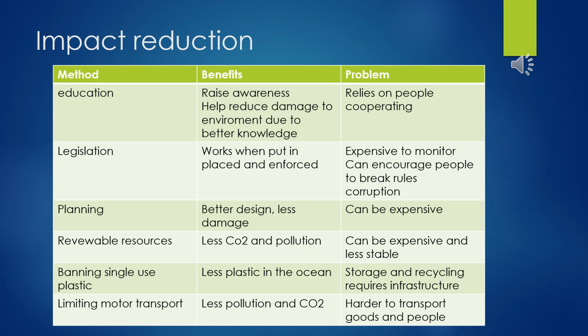The book here looks at some different ways we can do impact reduction, and for all of them, there are both benefits and problems. Education is a pretty good one. This is me trying to teach you over a computer screen, so of course I like education. Education will raise awareness, and in general, the more you know about nature, the more you want to protect it. If you know the names of the species, they mean more to you. This also helps reduce damage to the environment due to better knowledge. If you know how the species live, it's easier to protect them. If you know how the ecosystem functions, it is easier to protect it. Lack of knowledge can lead to a lot of damage without you wanting to.